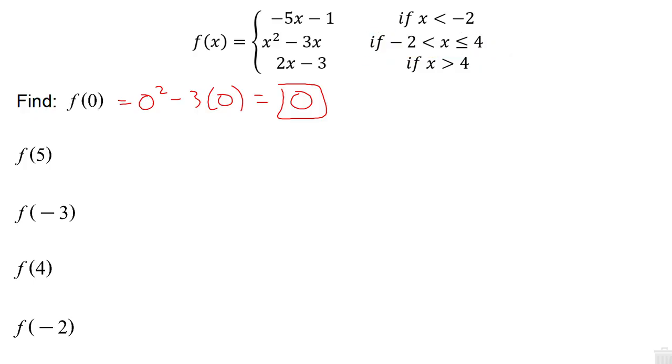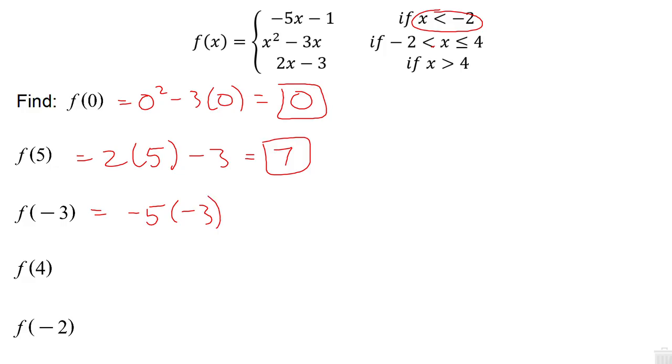If we're looking at the next one, f of 5, 5 is greater than 4. So we'll use 2x minus 3. So we'll do 2 times 5 minus 3, giving us 10 minus 3, or 7. When we do negative 3, the next one, negative 3 is less than negative 2. So we'll do negative 5 times negative 3 minus 1, which would be 15 minus 1, or 14.